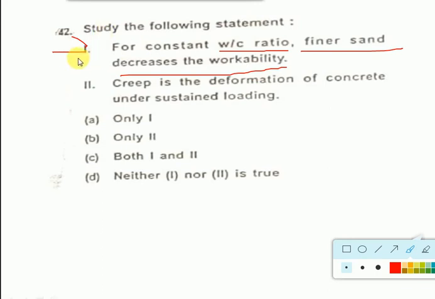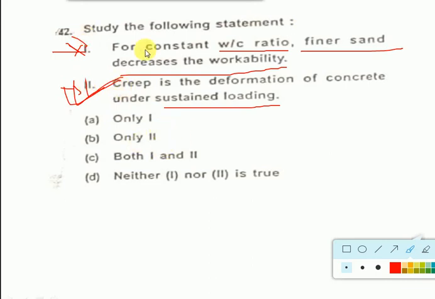First of all, if you have some confusion in the first statement, just ignore this one. Just go through this one. Creep is always under sustained loading, because as we know, creep is considered for the longer duration, right? After 3 years, 4 years, 5 years, that is sustained loading. After so many years, we have to consider creep. So this statement is correct.